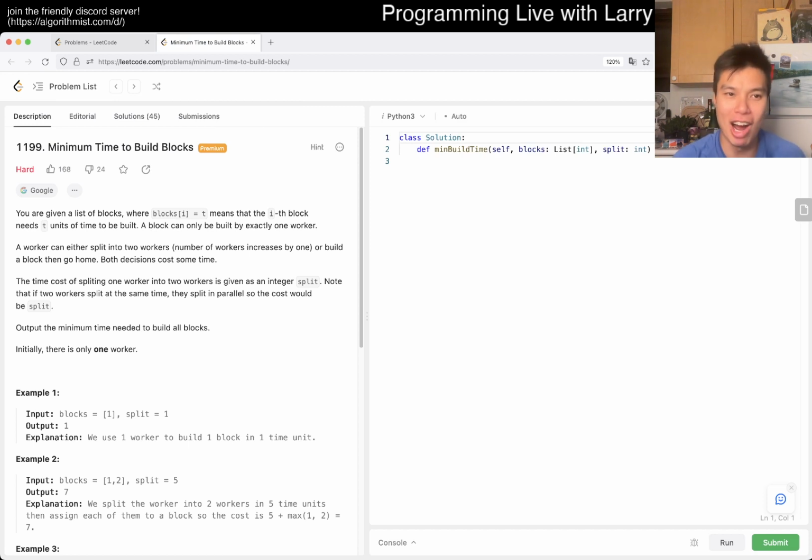Problem 1199, Minimum Time to Build Blocks. A problem that seems like I haven't seen before. So let's get to it.